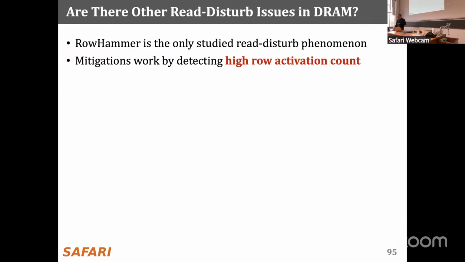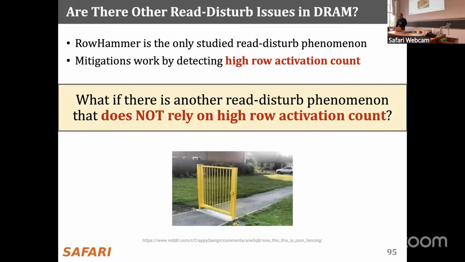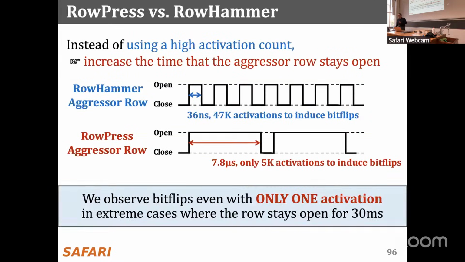Okay, so let's take a look at what this is. Essentially, mitigations work by detecting some activation count, which is usually relatively high. What if there's another phenomenon like this, basically? So this is actually Hao Song's picture. I keep using it for everything. Of course, Hao Song borrowed it from somewhere also, but it's a good analogy. So what's the difference between RowHammer and RowPress? Essentially, instead of using a very high activation count, this was actually the RowHammer pattern that many, many people were using, which is to activate a row as frequently as possible.